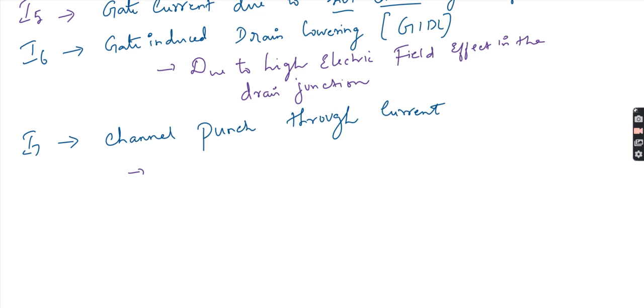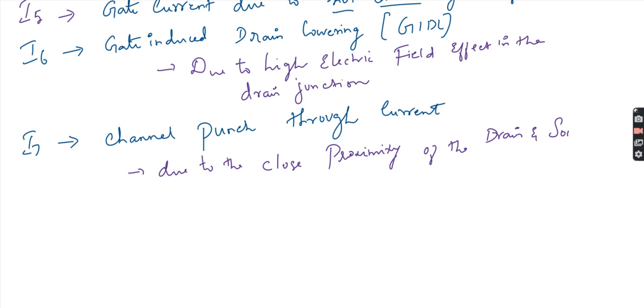Punch through current. This will be due to the close proximity of the drain and the source in short channel devices. Sometimes in between we may talk about SCE. SCE is short channel effect. Sometimes we may talk like that also by short form. Now here what we are going to discuss are these leakage components. So let us discuss one by one now.